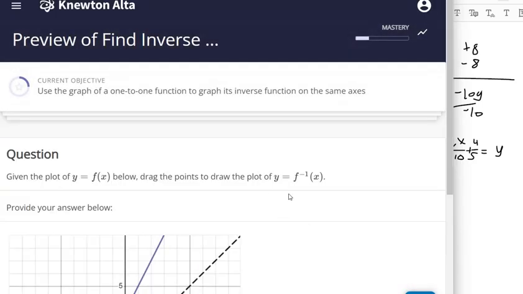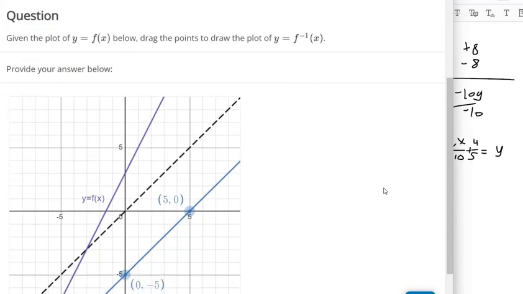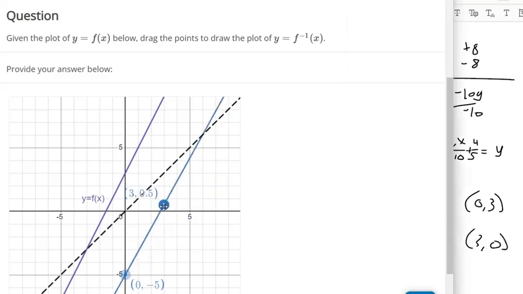Okay, so the same steps of that other one that I skipped. It's just going to take a lot longer. So we're supposed to draw the plot of y equals the inverse. So let's do the same thing. The purple line is the original graph. That crosses, just like the last one, at 0, 3. That means the inverse needs to cross at 3, 0. So let's draw one of these at 3 on the x, 0 on the y. So there's one dot.